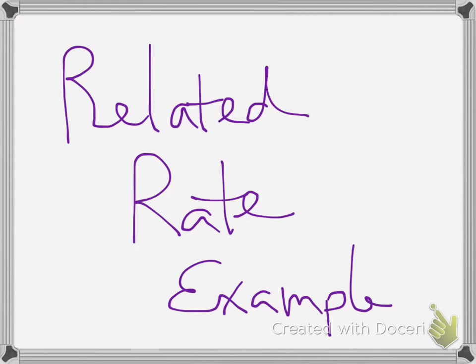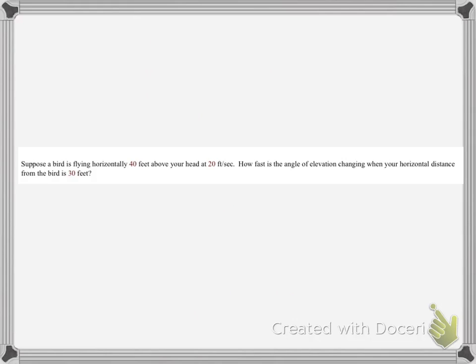Alright, so let's go over a related rate example. I apologize for the small type here, but here it is. It says, suppose a bird is flying horizontally 40 feet above your head at 20 feet per second. How fast is the angle of elevation changing when your horizontal distance from the bird is 30 feet?